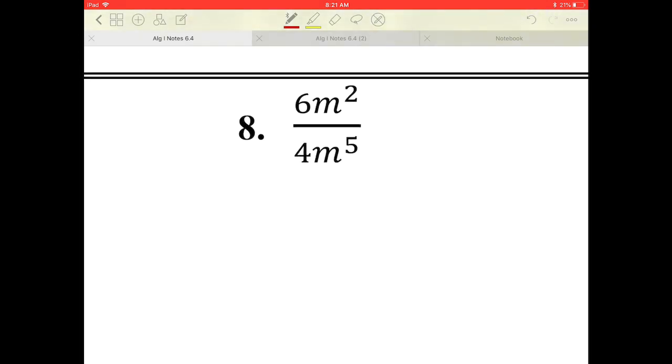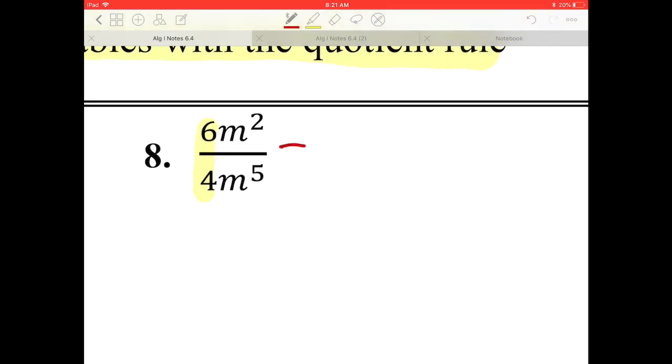Number 8, let's start with the coefficients. 6 and 4, 6 over 4. Again, this is one of the problems where you actually can't divide because 4 will not divide into 6. So you're just going to need to reduce. 6 over 4 reduces to 3 over 2.